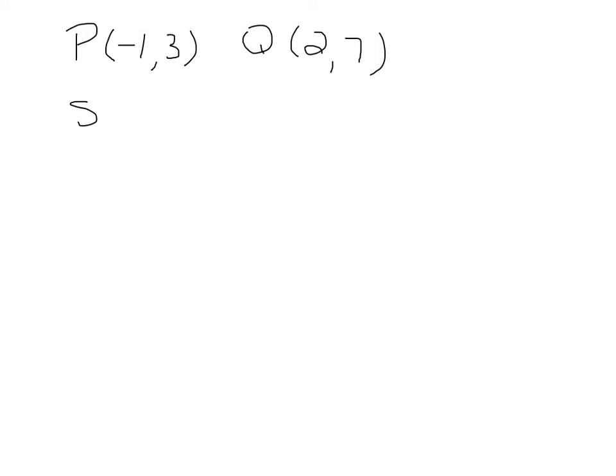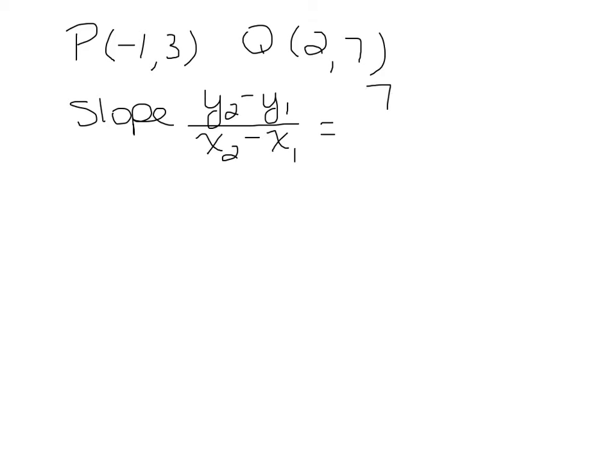First thing we're going to do is find the slope. To find the slope, you have to take the y value of point 2 minus the y value of point 1 over the x value of point 2 minus the x value of point 1. We will call Q point 2. So the y value of point 2 is 7. The y value of point 1 is 3, over the x value of point 2, which is 2, minus the x value of point 1, which is a negative 1.